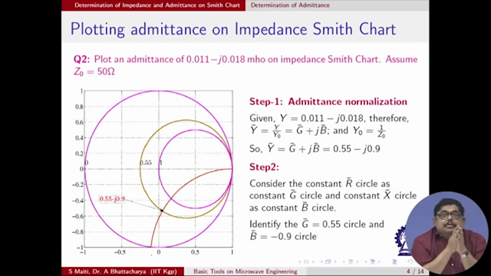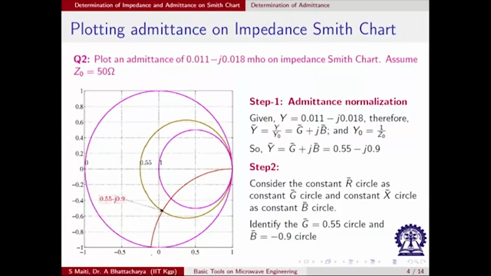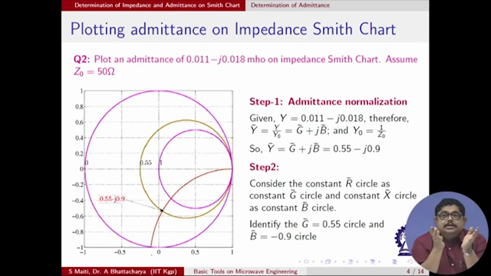Again the first step is normalization. You normalize with respect to the characteristic admittance. For a characteristic impedance of 50 ohm, the characteristic admittance is 1 by 50 mho. You divide the admittance by the characteristic admittance, and you get the normalized admittance y bar as 0.55 minus j 0.9.